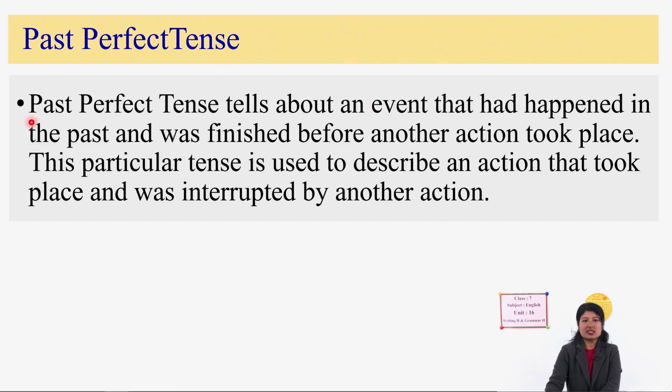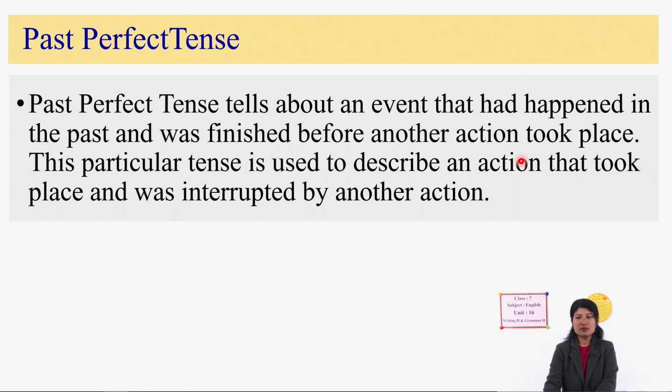Now, this is the definition. Past perfect tense tells about an event that had happened in the past and was finished before another action took place. So this is also called past of the past, the action which was completed before the past tense. This particular tense is used to describe an action that took place and was interrupted by another action.